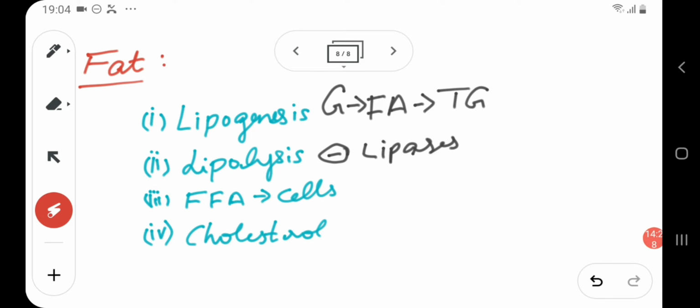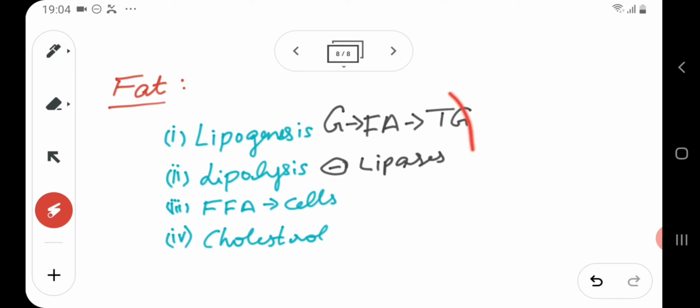Insulin also tends to stimulate the hepatic synthesis of cholesterol. So these are the fat metabolism effects, how insulin aids in fat metabolism.